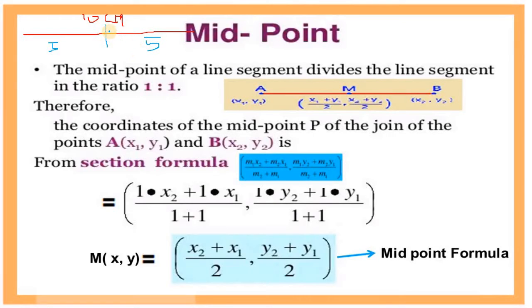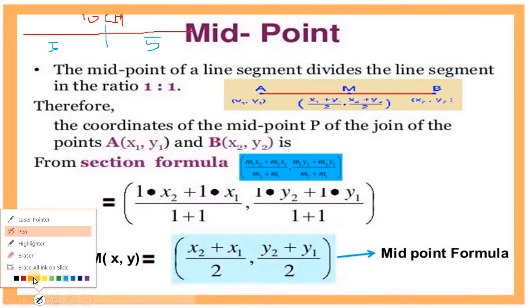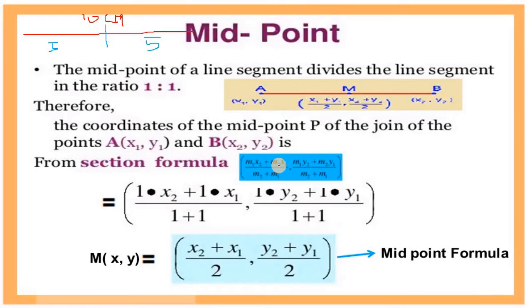To find the point in this line, we use the midpoint formula, which can be derived from the section formula. What is the section formula? Yes, the section formula is (m1x2 plus m2x1) by (m2 plus m1), comma (m1y2 plus m2y1) by (m2 plus m1). So, we know x2, x1, y2, y1. So, what is m2 and m1? Yes, what is the ratio? 1 is to 1. So, this is m1 is to m2.